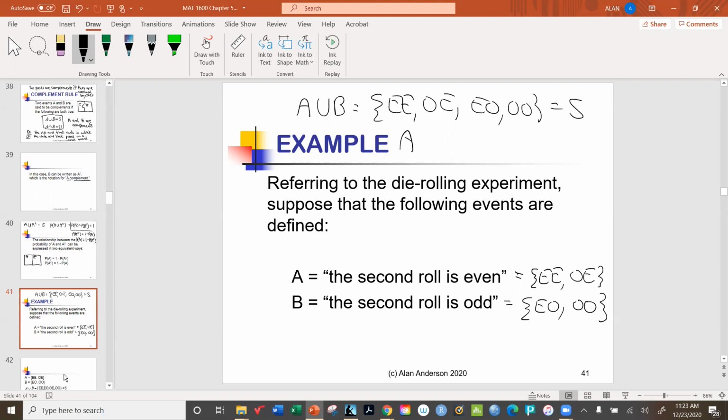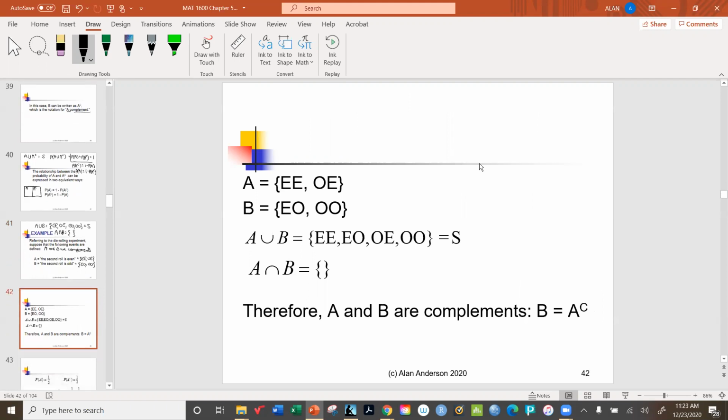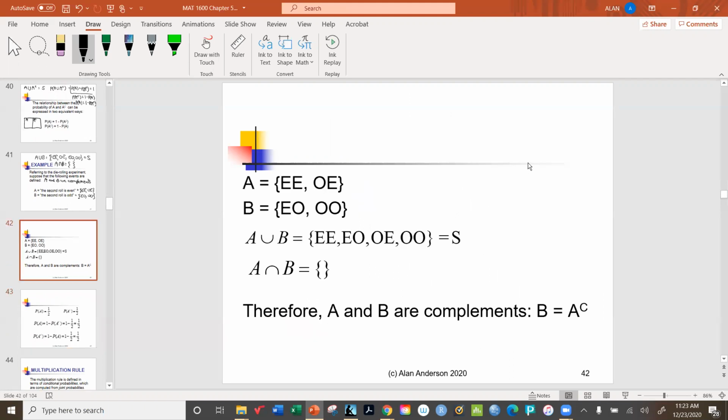Is it also true that their intersection is empty? Well, they have nothing in common, so the answer is yes. So you know what that means. A and B are complements. Well, you know what? That means I can demonstrate this by showing that each individually has a probability 1/2.